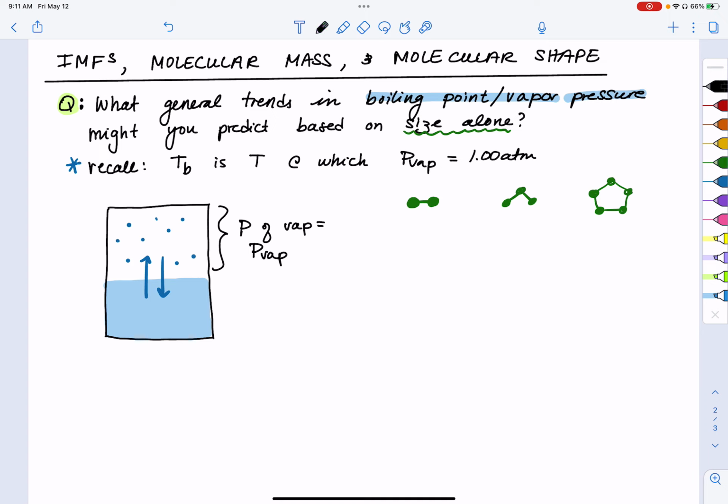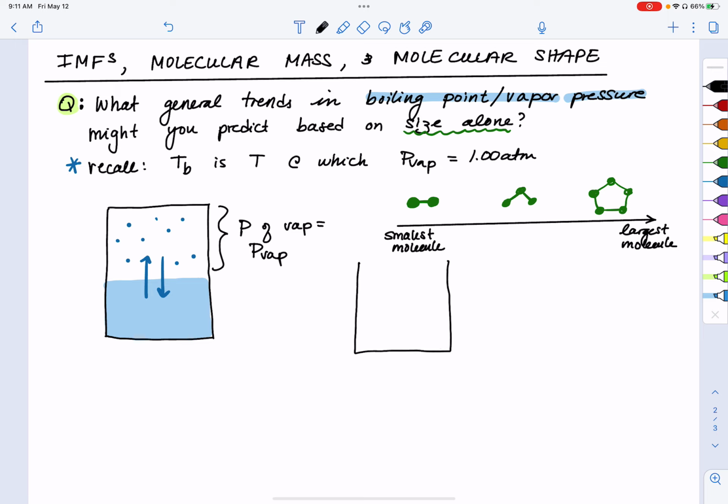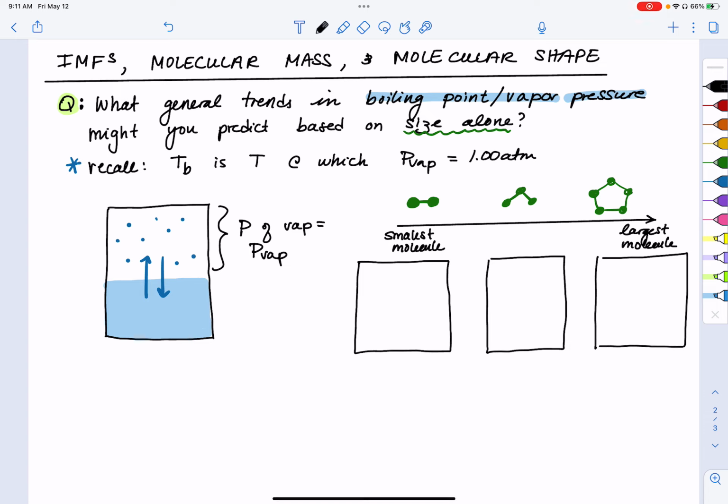All right, so if I were to rank these molecules by size or mass, this would be the smallest molecule, and this would be the largest molecule. So if I had a collection of each of these molecules in the liquid phase and then put them into a closed container, let's think about how their vapor pressures might trend just based on their size alone.